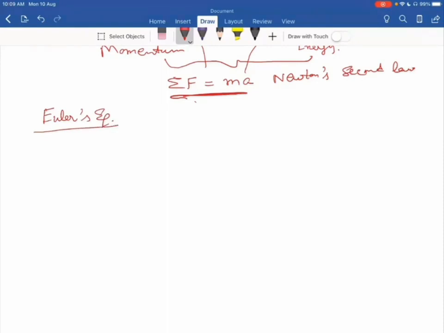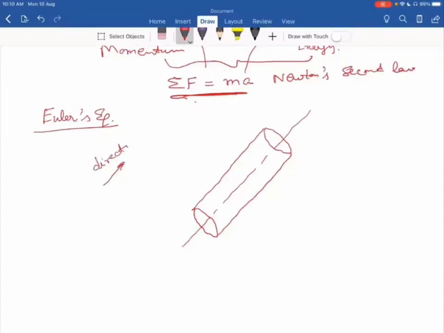For this, I try to draw one diagram. Say we have a pipe which is inclined at a certain angle. In this pipe, this is the direction of flow, and this is the horizontal. This pipe is inclined at an angle theta to the horizontal. Let us say for this pipe, the cross-sectional area is dA. The length of the pipe is say ds.